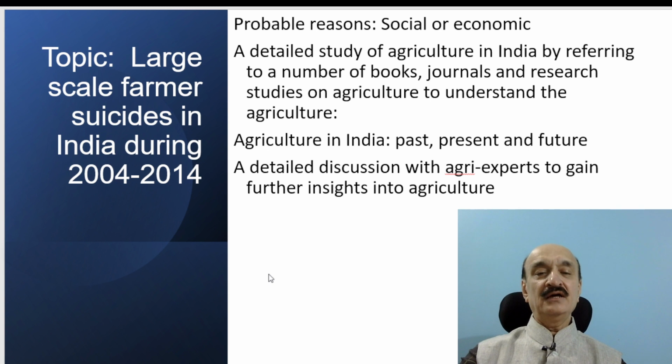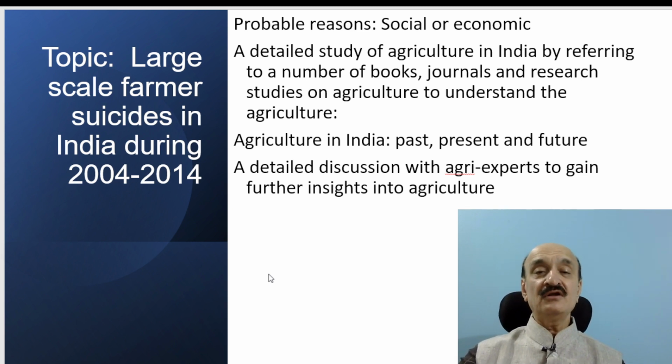So here is a topic: large-scale farmer suicides in India during 2004 to 2014. A very unfortunate event and needs research. So what can be the probable reasons? They can be either social or economic.